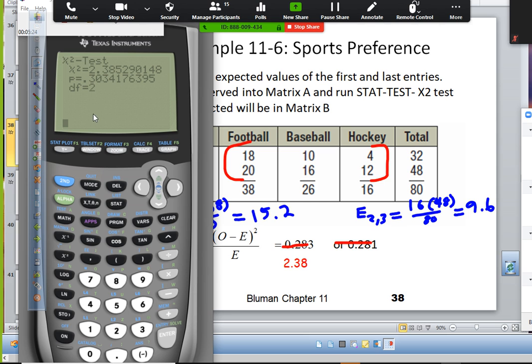Calculate. And you got your chi-squared is 2.385, which would be a 5 after that. And your p-value is 0.303, so that's totally common. 30%, that's way common. So we're not going to reject H-naught. And degrees of freedom, too, which is what we found earlier. So that's a good double check of your degrees of freedom.